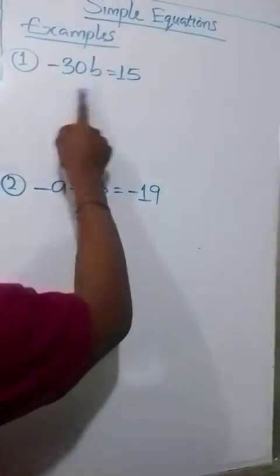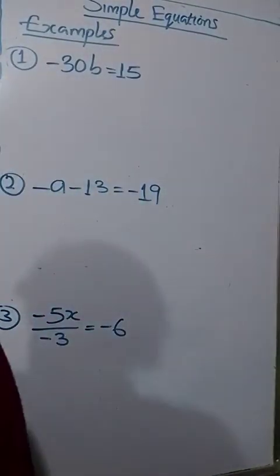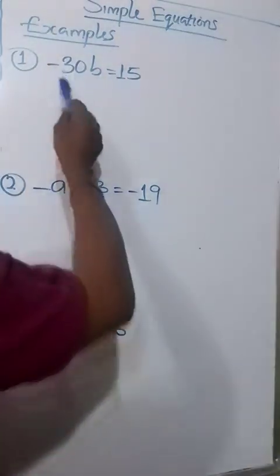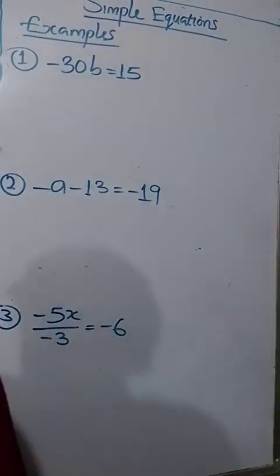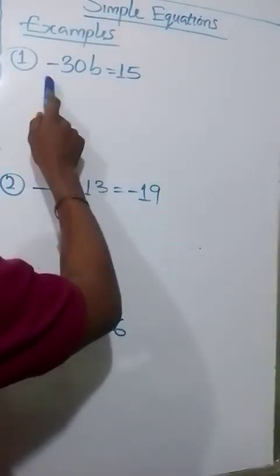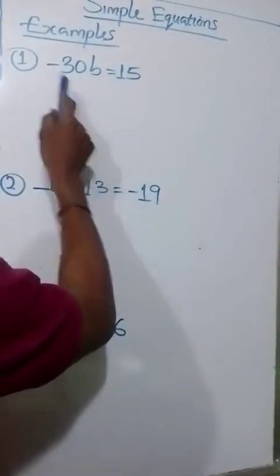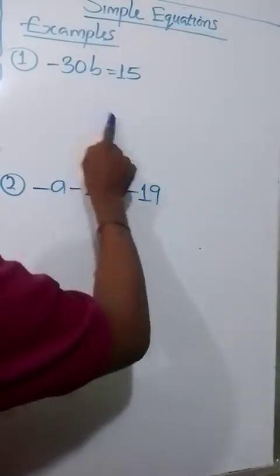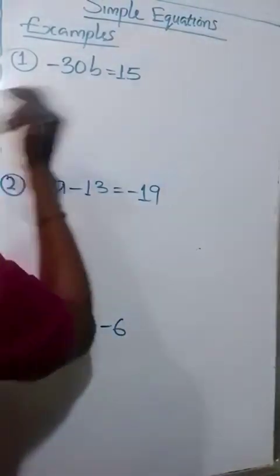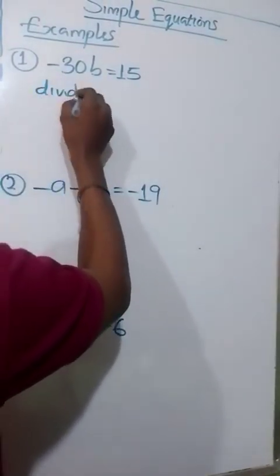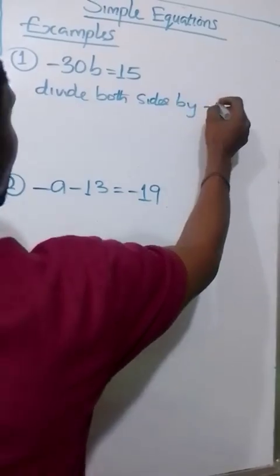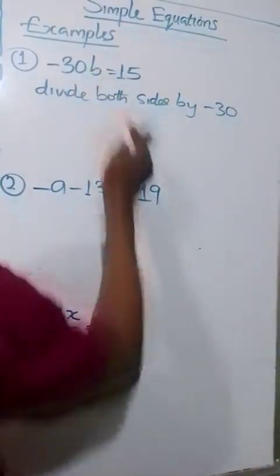But as you can see, minus 30 is attached to b. So we want to remove minus 30. How do we remove minus 30? What we do is we divide this equation by minus 30. Remember, I want to remove minus 30 so that b can stand alone, so that we can solve for b. So now divide both sides by minus 30 because we want b to stand alone.